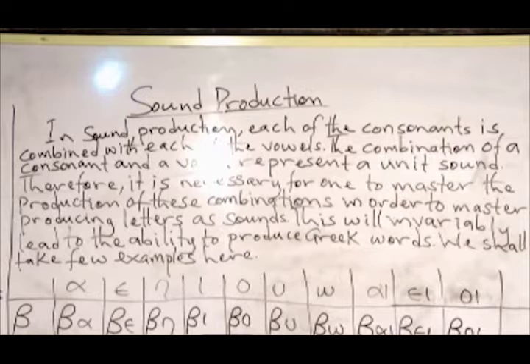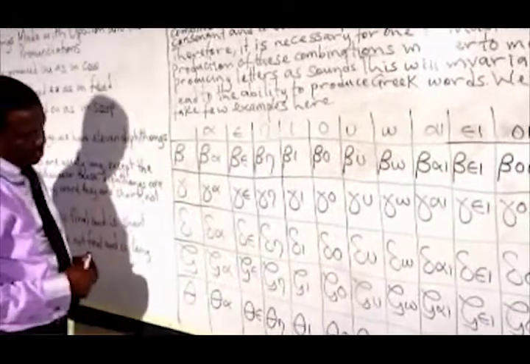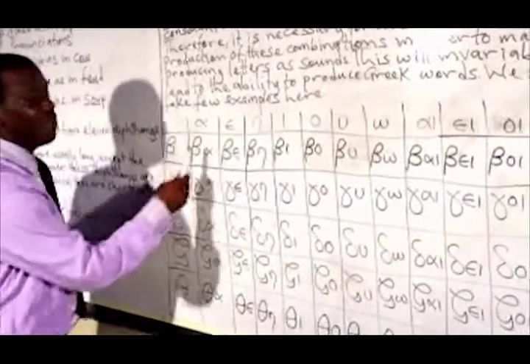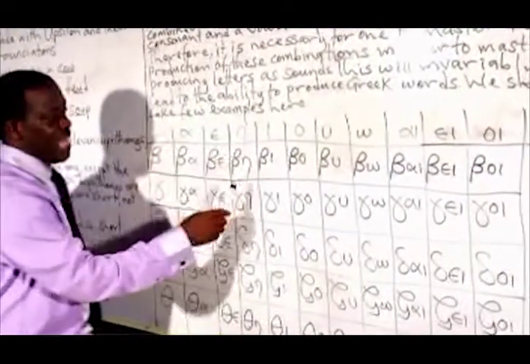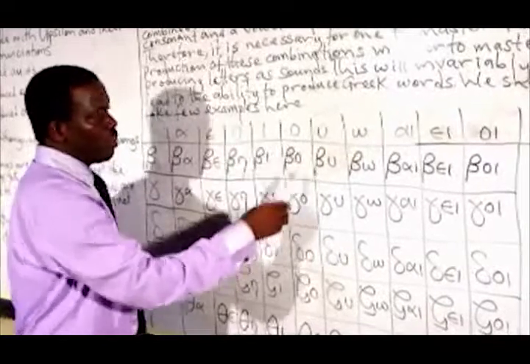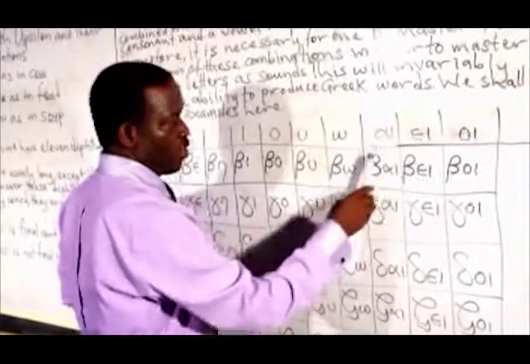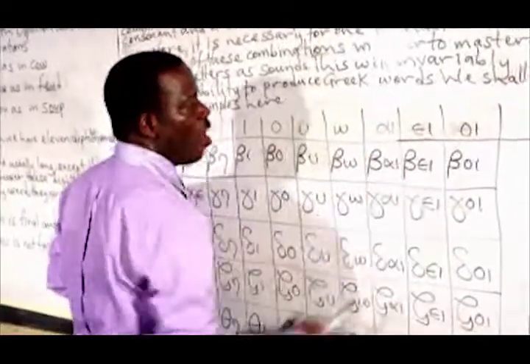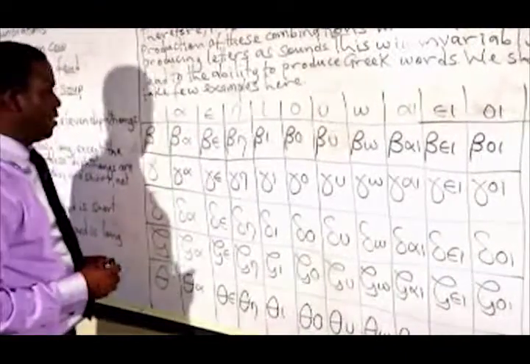We shall take a few examples here. Here we have 5 consonants: beta, gamma, delta, zeta, and theta. And we have the combination of vowels: alpha, epsilon, eta, iota, omicron, upsilon, omega. And we have the combination of these 3 diphthongs: AI, EI, and OI. We are going to go through the pronunciation one by one.